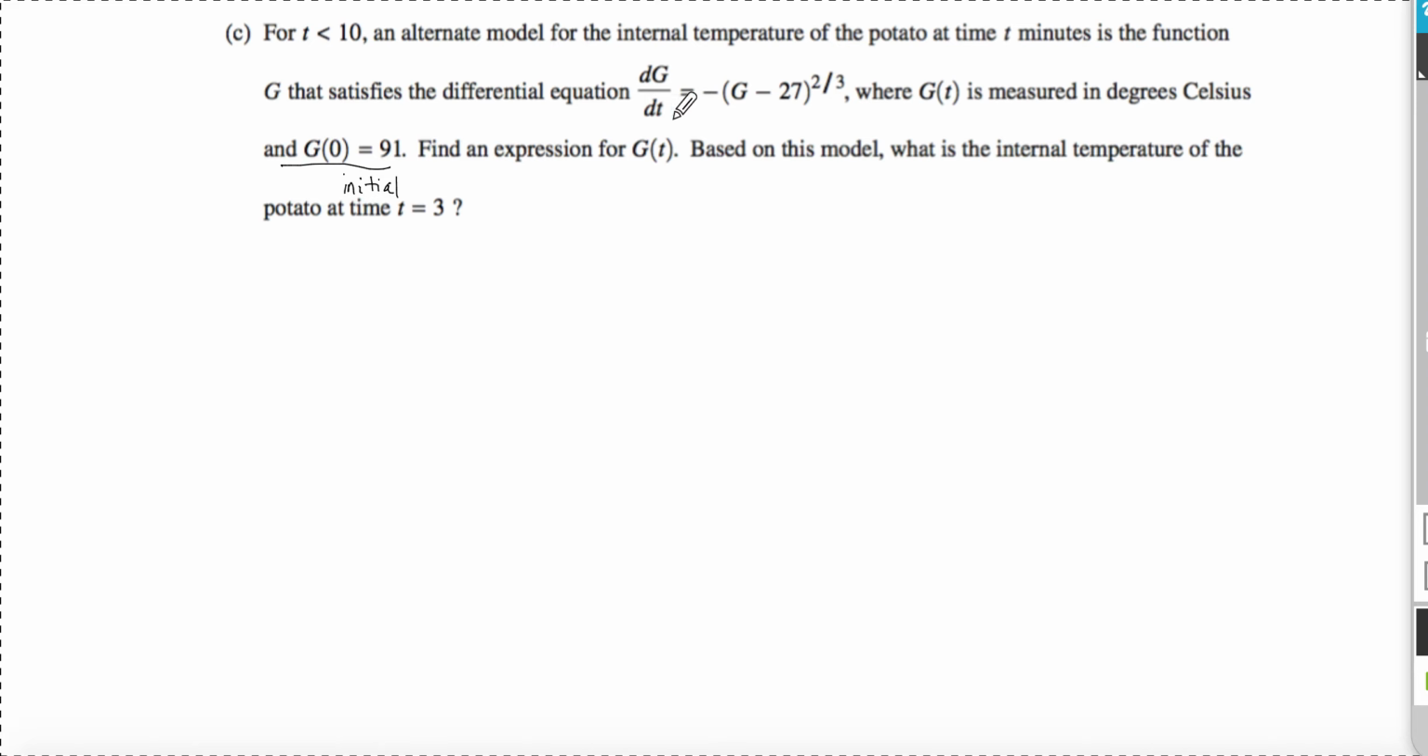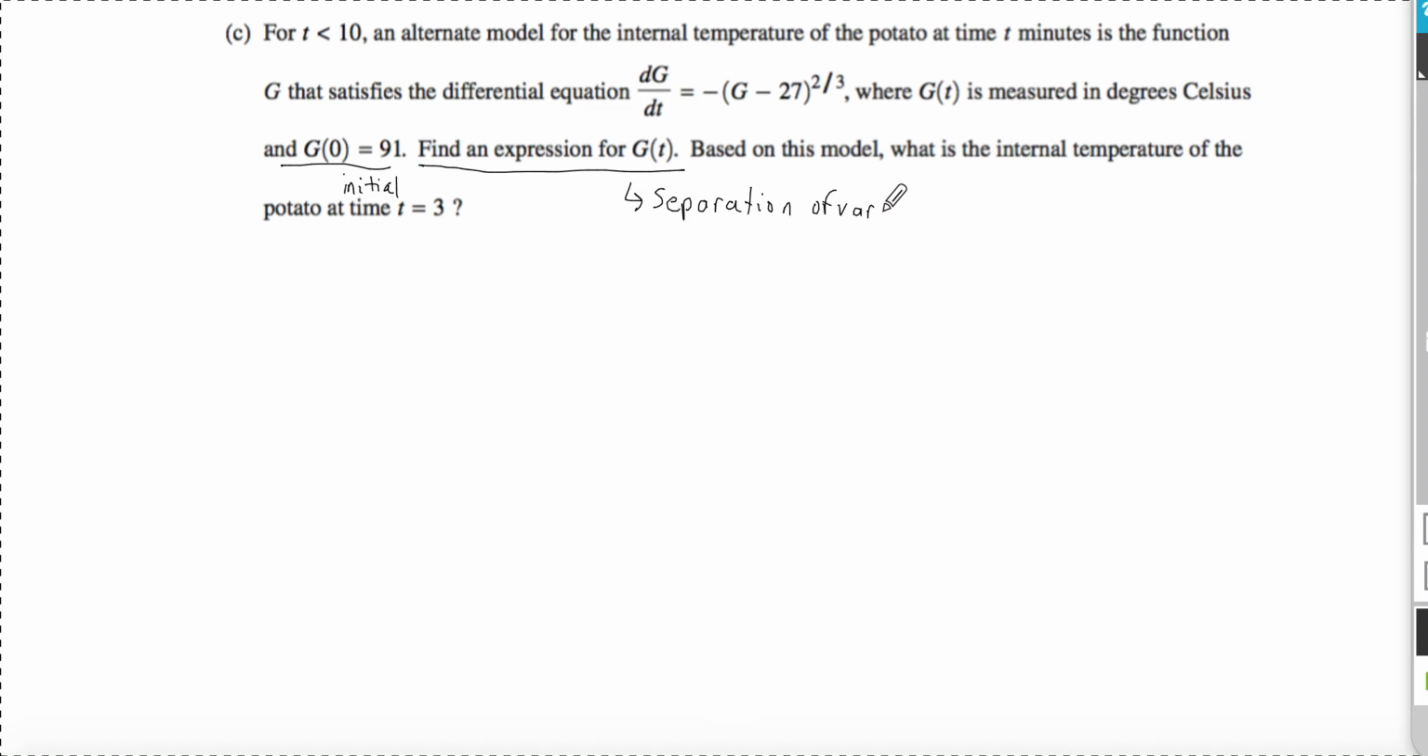Now, they give us a differential equation. They give us an initial condition, but what they don't do, which they often do wording-wise, is tell us to find the solution. All they say is find an expression for g of t. But if I want g of t and I'm given a derivative, if I want to go from a derivative to an original function, I know I'm going to need separation of variables here.